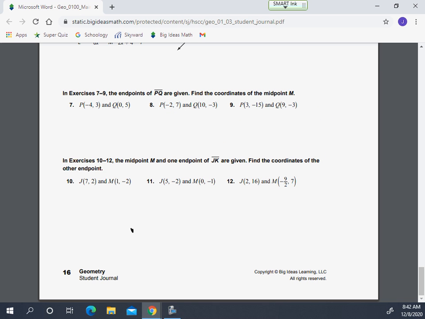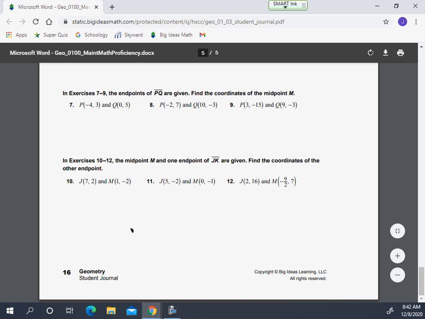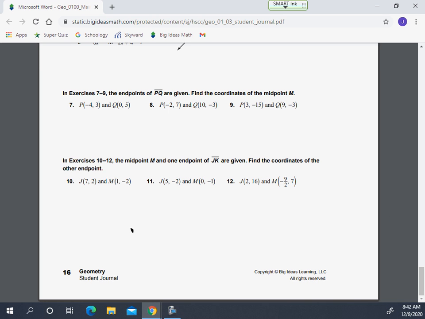These ones down here, little trickier, but it's not too bad. Let's pay attention here. Last little bit of this video, and then we'll be wrapped up here. In exercises 10 through 12, the midpoint M and one endpoint of JK are given. Okay, so if we have our line segment here, we have J at 7, 2. We have M at 1, -2. We have to find K. We don't know where that's at.